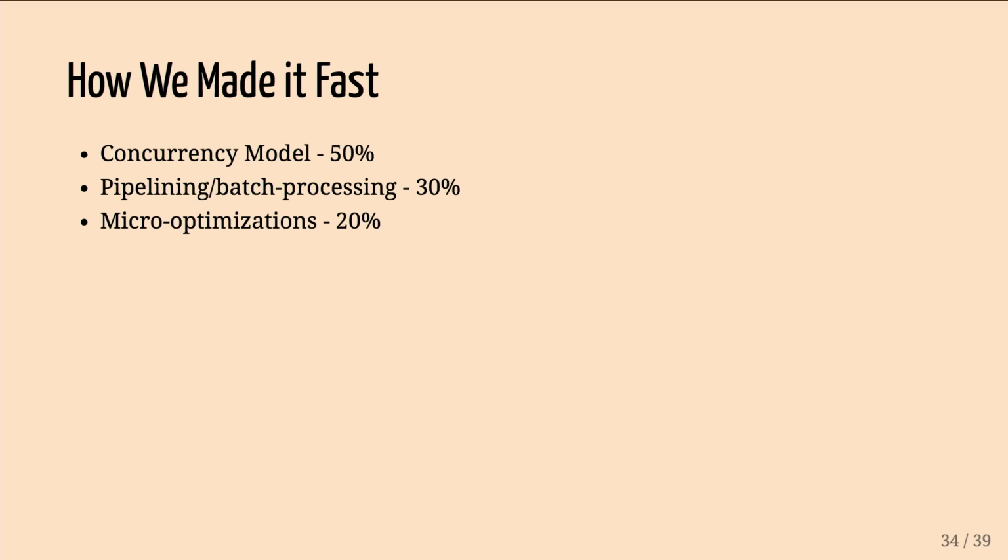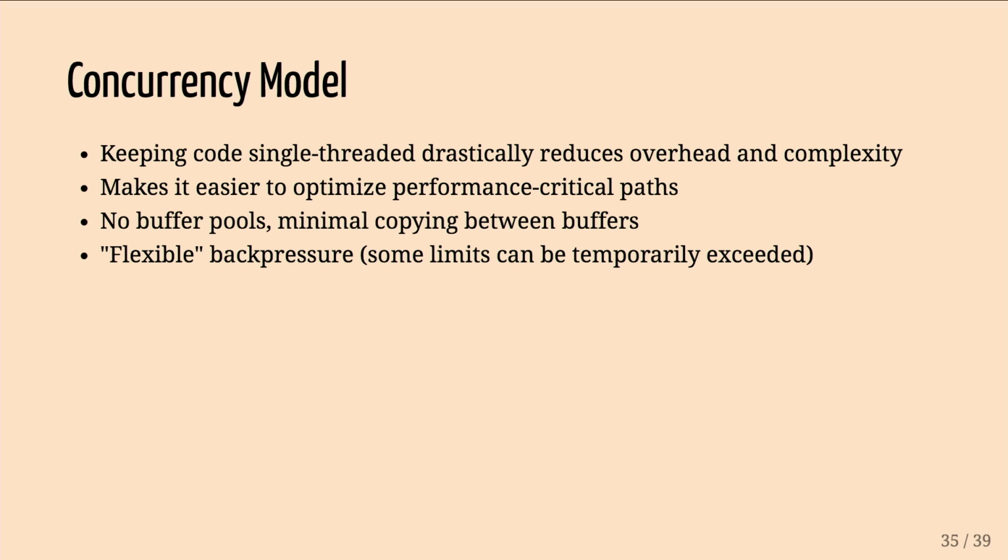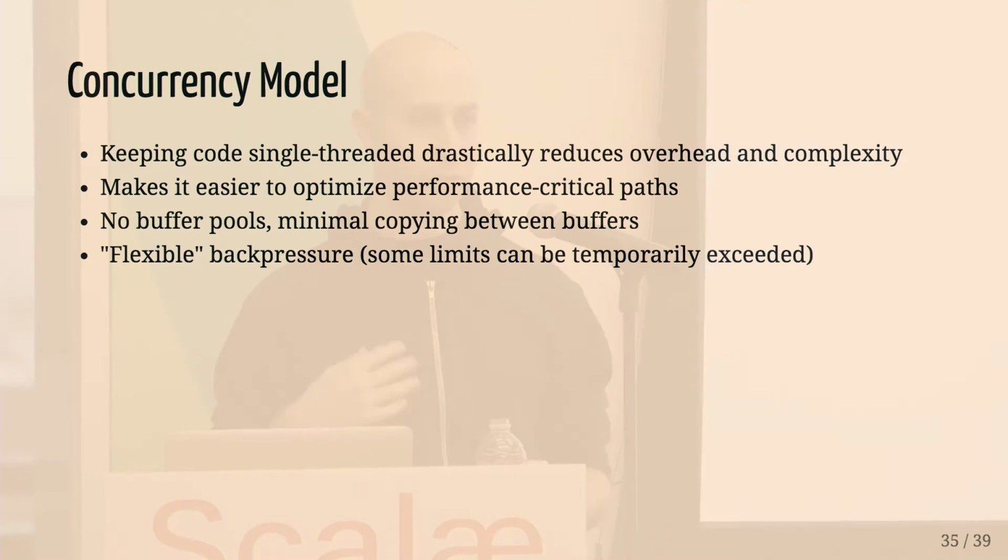So I want to talk a bit about what goes into making code like this, because it's been a lot of work to get Colossus to where it is. What I have here is a rough breakdown of what I feel has contributed to making Colossus as fast as it is. By and large, the largest factor is the concurrency model that we've chosen. Keeping as much as we can single-threaded really cuts down on the overhead needed for asynchronous operations. If we think about using things like actors and futures, the overhead is pretty small, but when you start doing millions of operations per second, it adds up quite a bit.